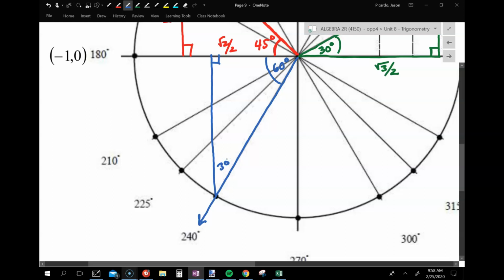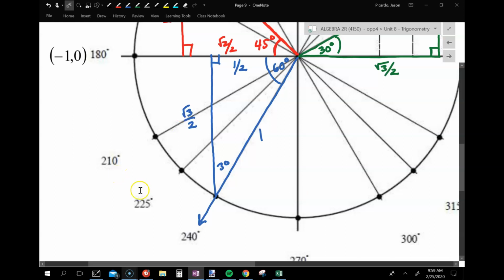Now go ahead. What's the length of the radius? Well, is this the radius? No. Is this the radius? It is? A radius starts where? In this case, in the origin, and goes to a point on the circle. So this is my what? This is my 1, right? Across from my 30 is 1/2. Across from my 60 is radical 3 over 2.